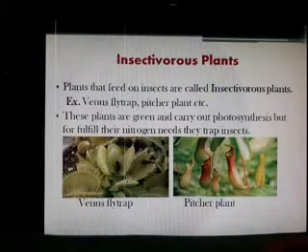Now next is insectivorous plants. They are green plants, they possess photosynthesis, but to fulfill their nitrogen needs, they trap insects and are known as insectivorous plants. For example, Venus flytrap, pitcher plant, sundew, etc.